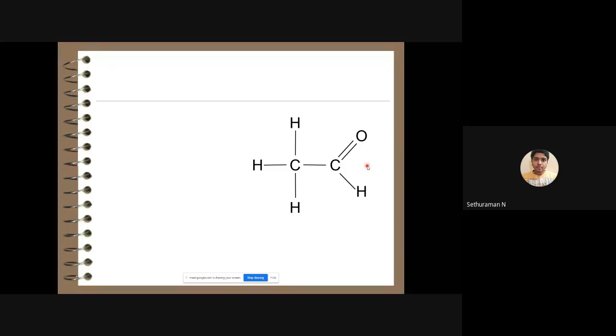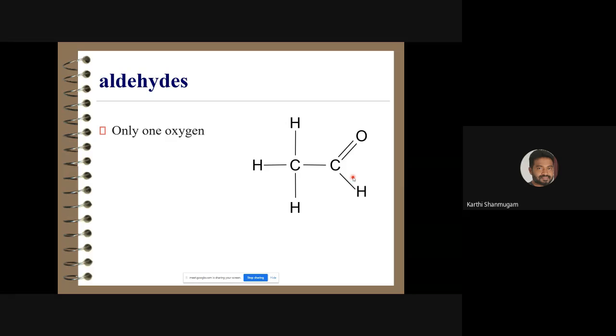RCHO, or RCOH. So this is the general formula for aldehyde. You are right, this is aldehyde. If you take any aldehyde, you can find only one oxygen atom. So aldehydes will have a C double bond O group, right? That's the carbonyl group.